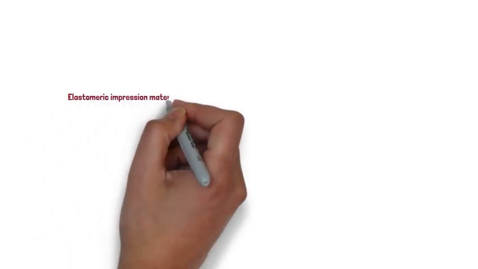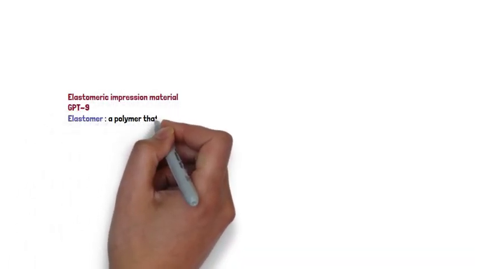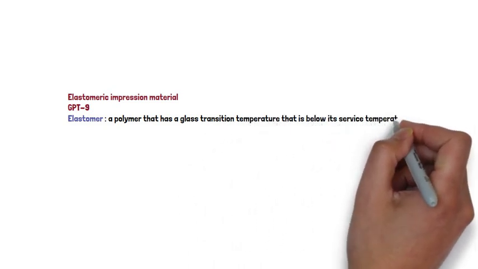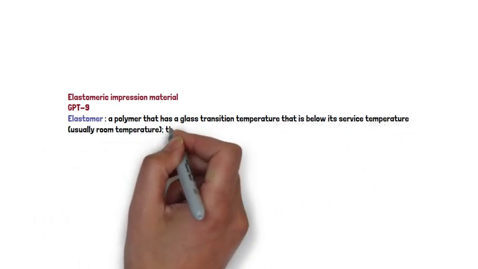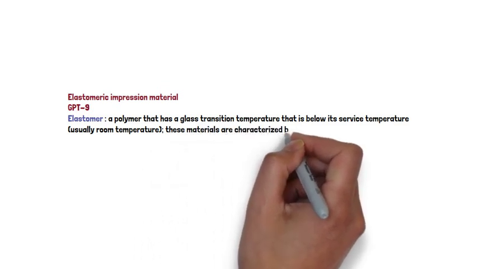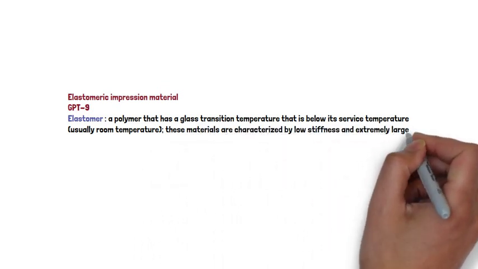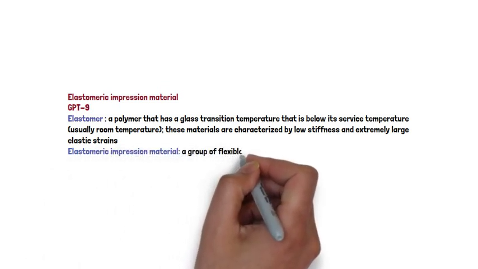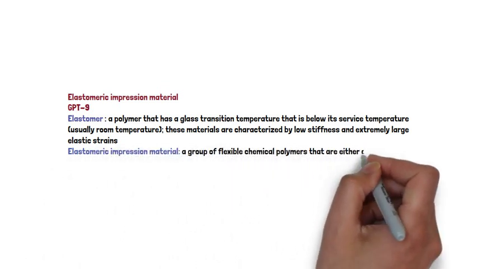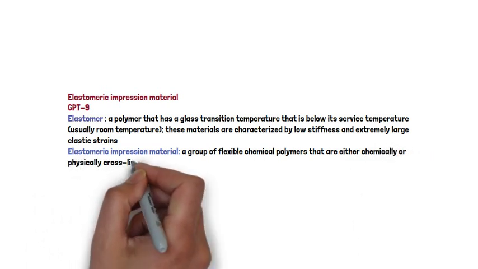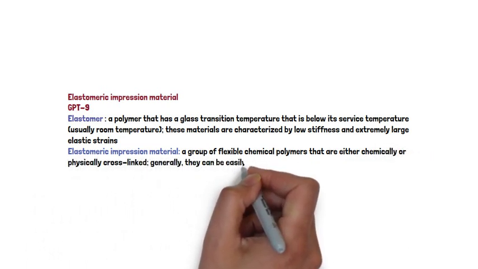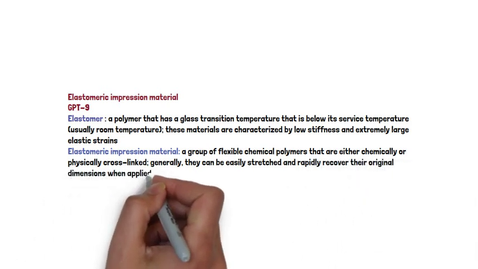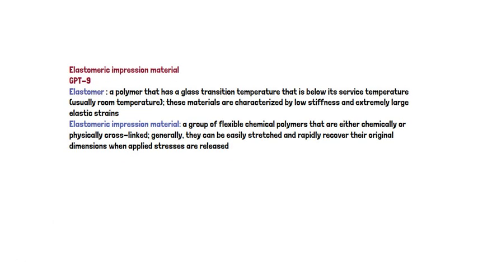Elastomeric impression material, GPT-9. Elastomer: a polymer that has a glass transition temperature that is below its surface temperature, usually room temperature. These materials are characterized by low stiffness and extremely large elastic strains. Elastomeric impression materials are a group of flexible chemical polymers that are either chemically or physically cross-linked. Generally, they can be easily stretched and rapidly recover their original dimensions when applied stresses are released.